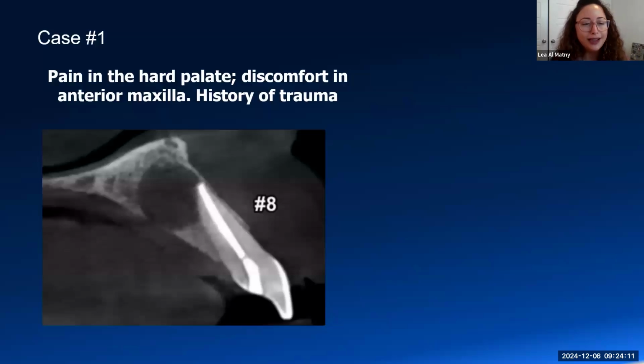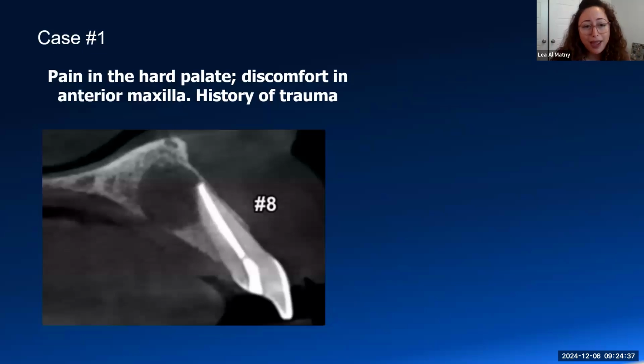Okay, so let's start. Case number 1. I got this case, I think it was last year. The patient had pain in the hard palate, discomfort, and really the pain was more generalized. This was shared with me by the patient's dentist. They did have a history of trauma, and I got the scan after number 8 was already endodontically treated.